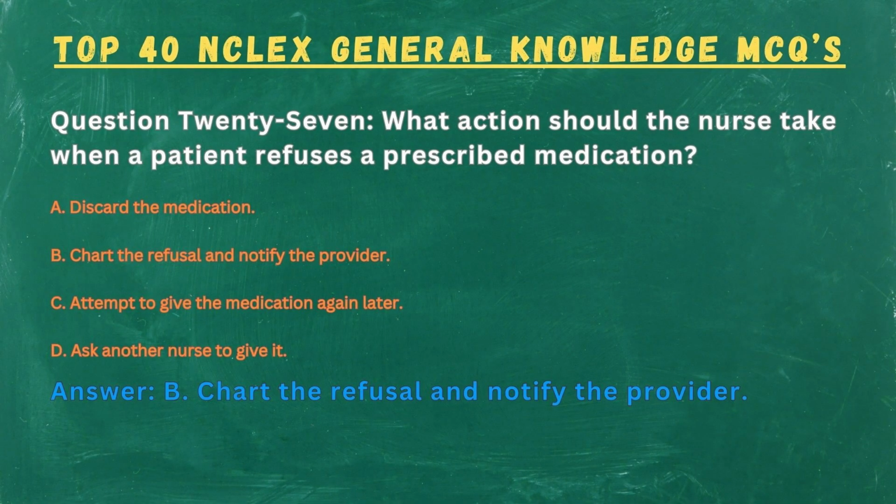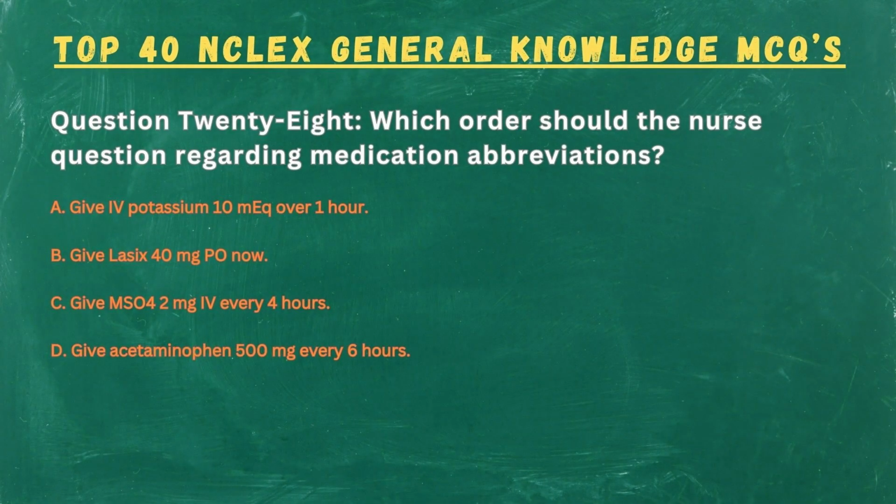Answer: B. Chart the refusal and notify the provider. Question 28. Which order should the nurse question regarding medication abbreviations? A. Give K potassium 10 milliequivalent over 1 hour. B. Give Lasix 40 mg PO now. C. Give MSO4 2 mg every 4 hours. D. Give acetaminophen 500 mg every 6 hours.